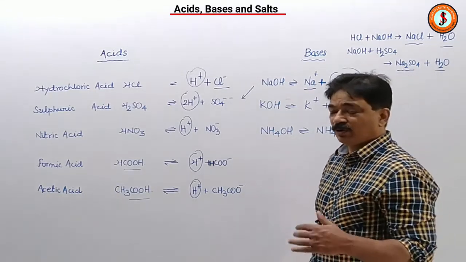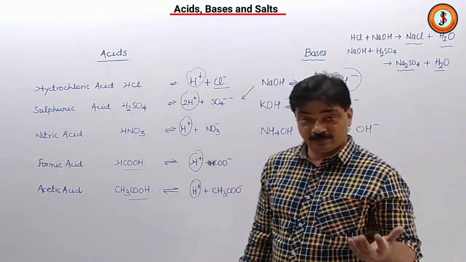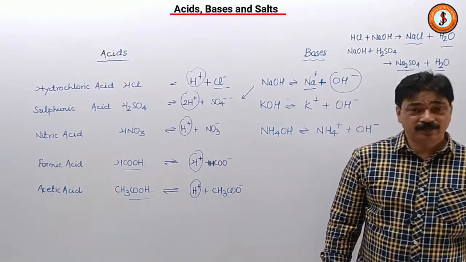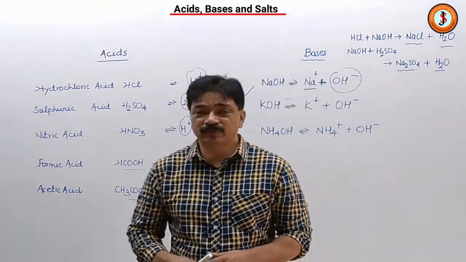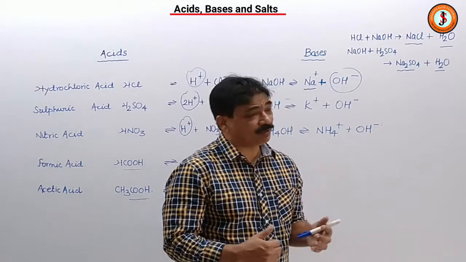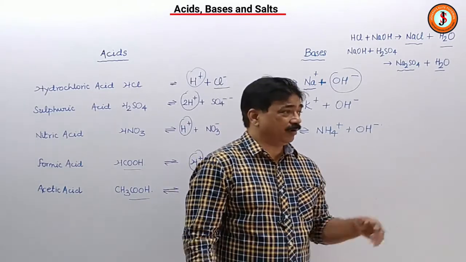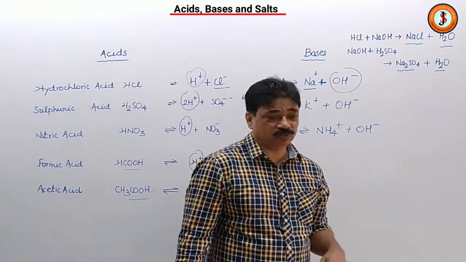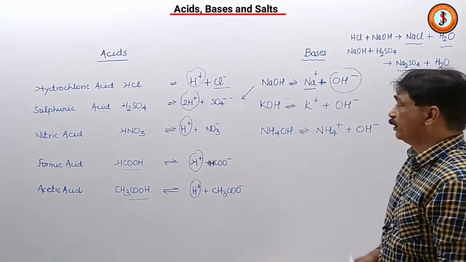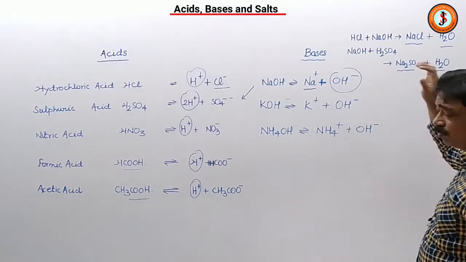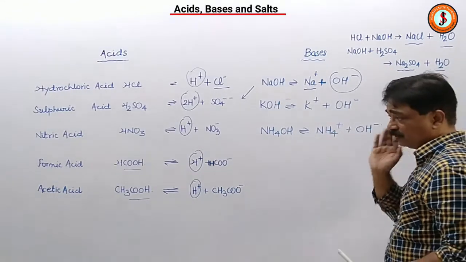The positive ion will not be the hydrogen or hydronium ion, and the negative ion will not be the hydroxyl ion. So salts normally have a metal cation and an anion. That is what salts are. But some salts may have non-metal cations also. So a very important part to understand here is the reaction.